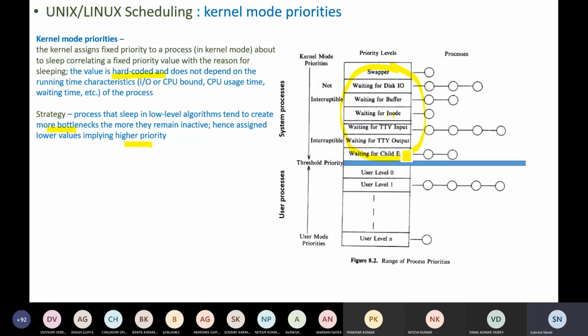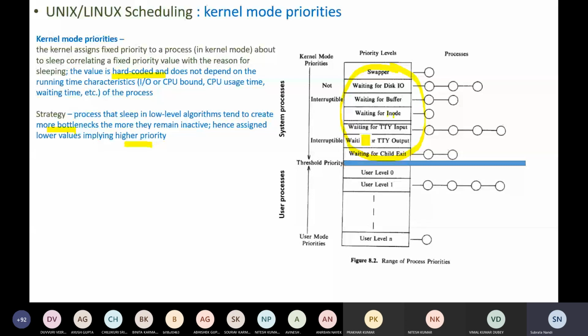Okay, so there are other distinctions. These are not interruptible and these are interruptible, because on a terminal, whenever you press something, there is a terminal interrupt, and that says that okay, you have got your input. A child exits, there is a signal, a child signal, and it interrupts. So these are interruptible, sleeping in the interruptible mode. These are non-interruptible mode.